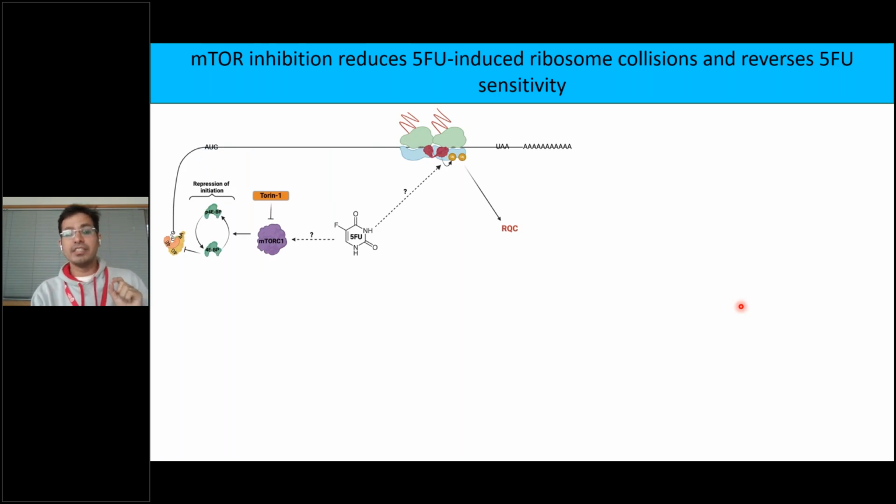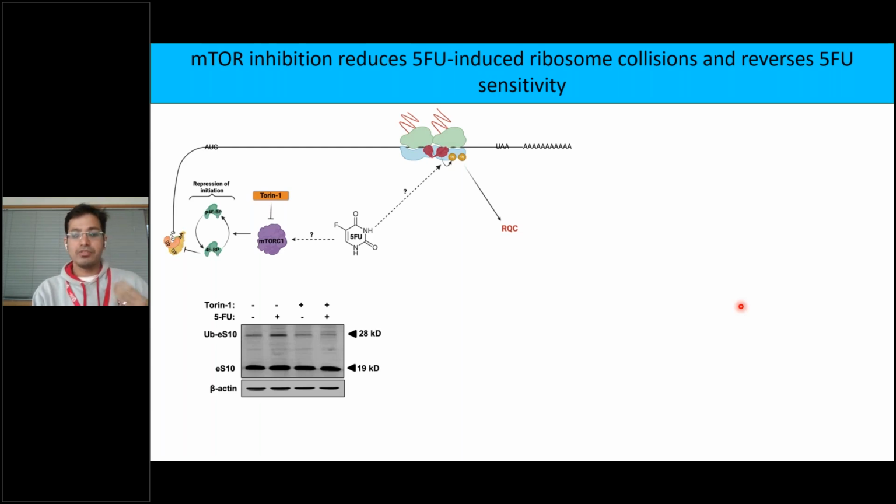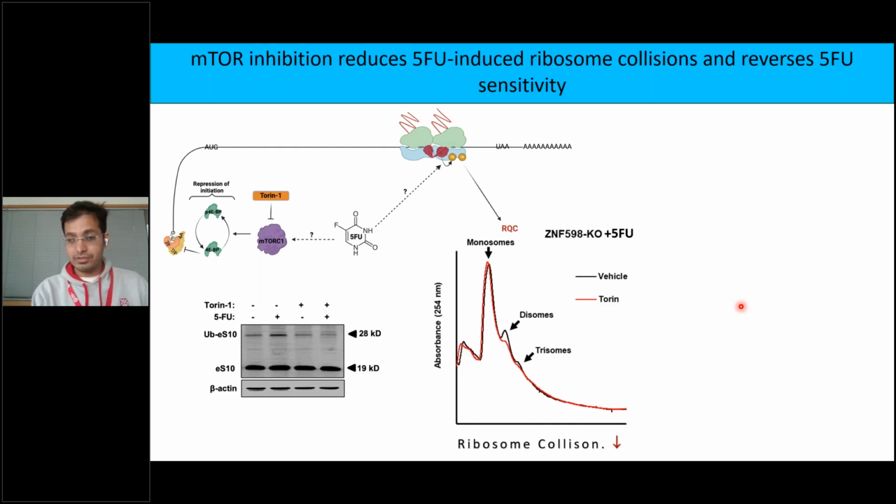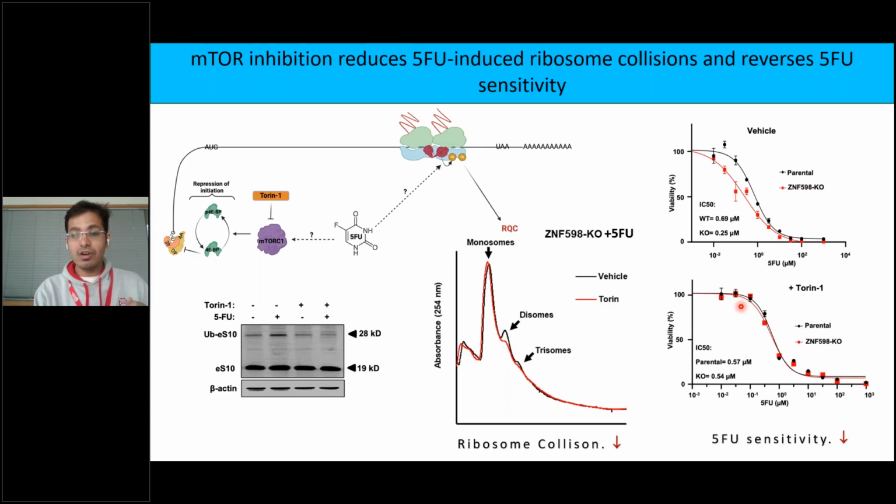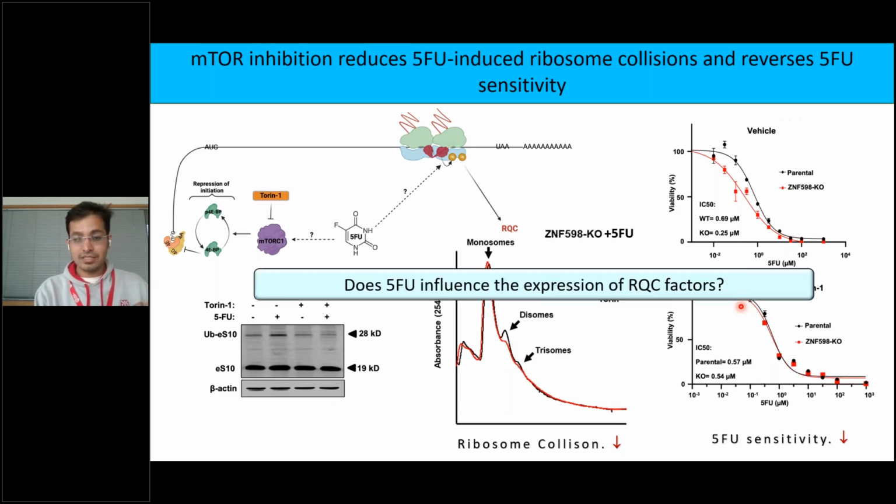We postulated that this happens because more translation is happening. So we blocked the translation initiation. And when we blocked with the mTOR inhibitor Torin1, we could not see the ubiquitination of ES10 in the parental cells, just behaving like RQC deficient cells. As well, when we treated the cells with Torin plus 5-FU, we could not see those ribosomal peaks other than the monosome, as you could see on the red line after Torin treatment. Those peaks are gone. And the sensitivity of the RQC deficient cells goes down, as you could see that the 5-FU sensitivity is quite similar to the parental cells.